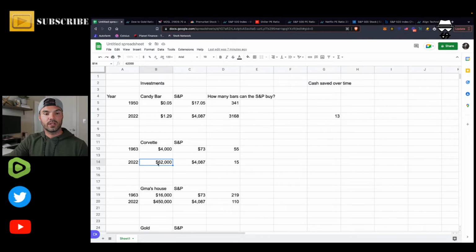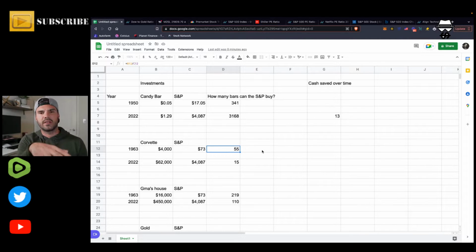Now, 2022 basic Vet, 62,000 bucks, S&P 500. Here's your difference, right? So back then it took 55 shares of the S&P 500 to buy a Corvette. Today, it's 15 shares of the S&P 500 to buy a Corvette. So technically, you're gaining purchasing power, right?